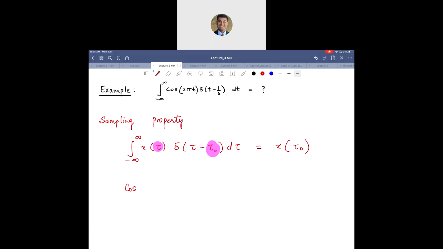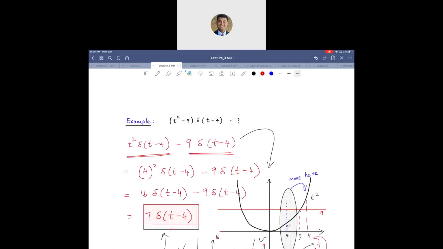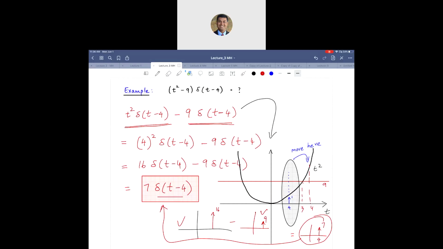So for this example, if you apply the sampling property, what do you get? We get cosine 2 pi, instead of t, I'm going to use 1 over 6. So what do you have? You have cosine pi over 3, which is half. So when you're integrating over that impulse, you get a value. When you're not integrating over that impulse, you get an impulse.